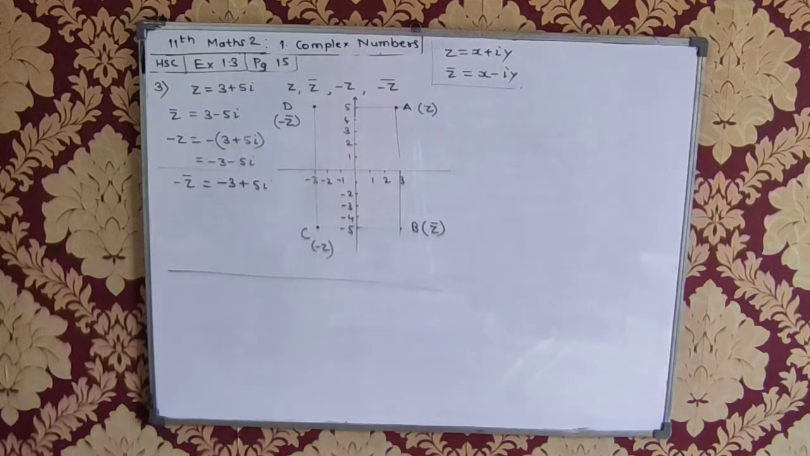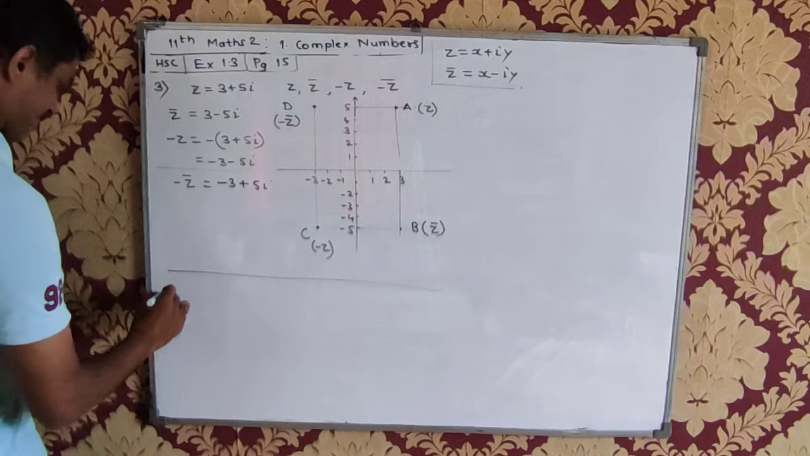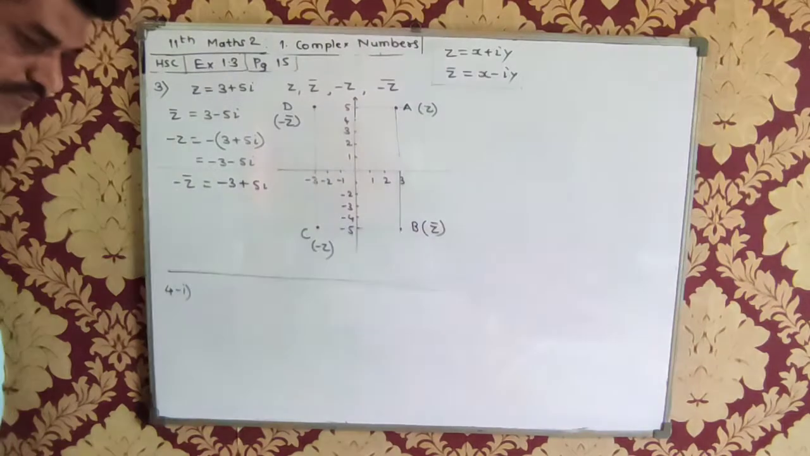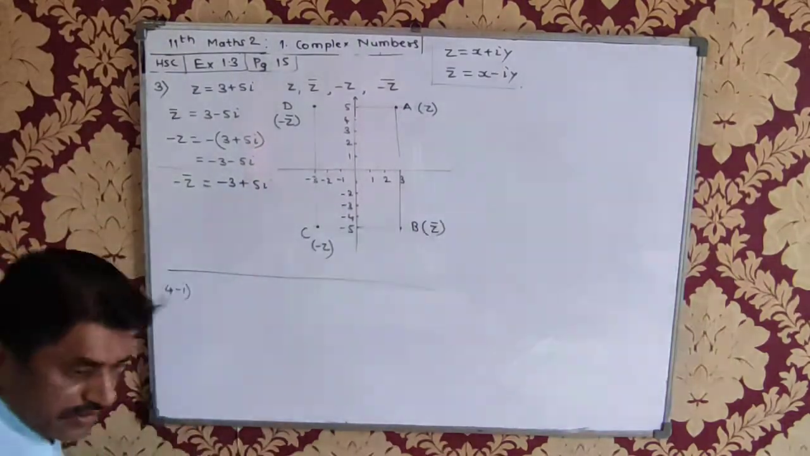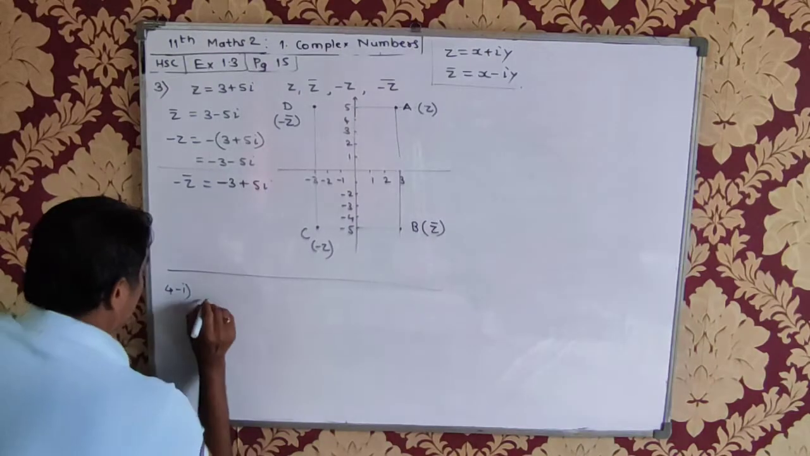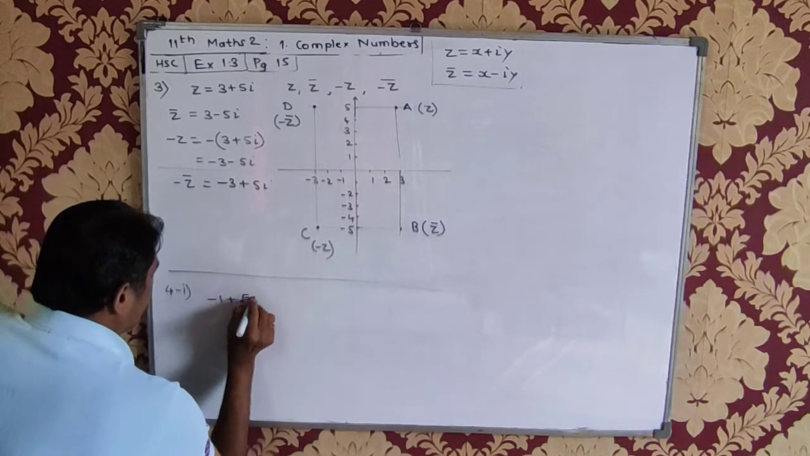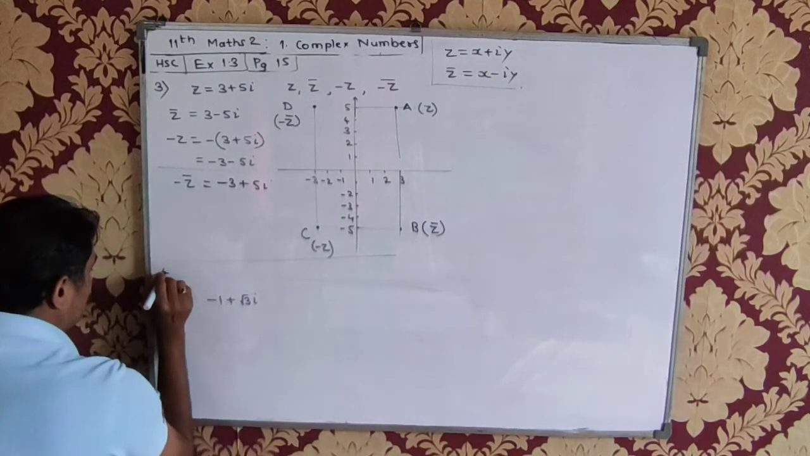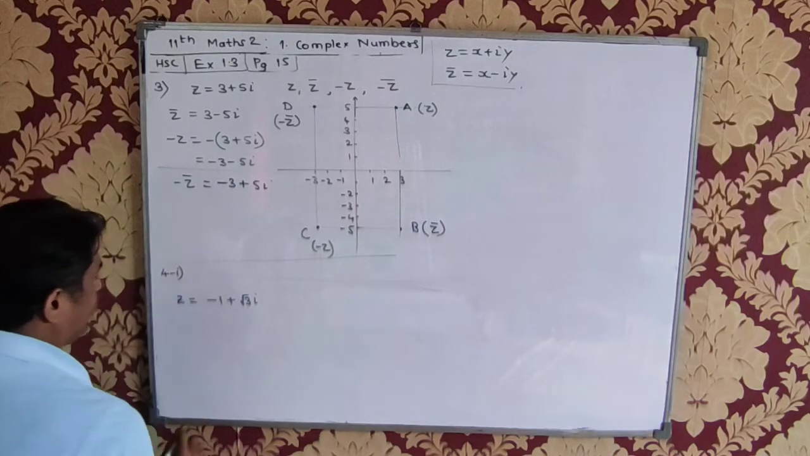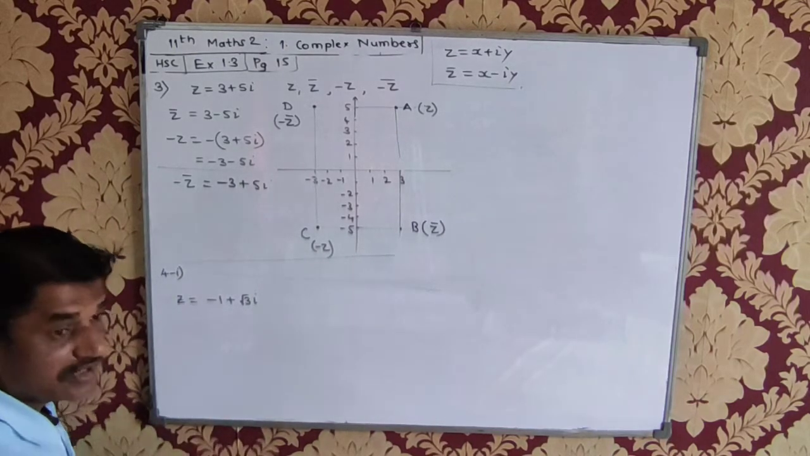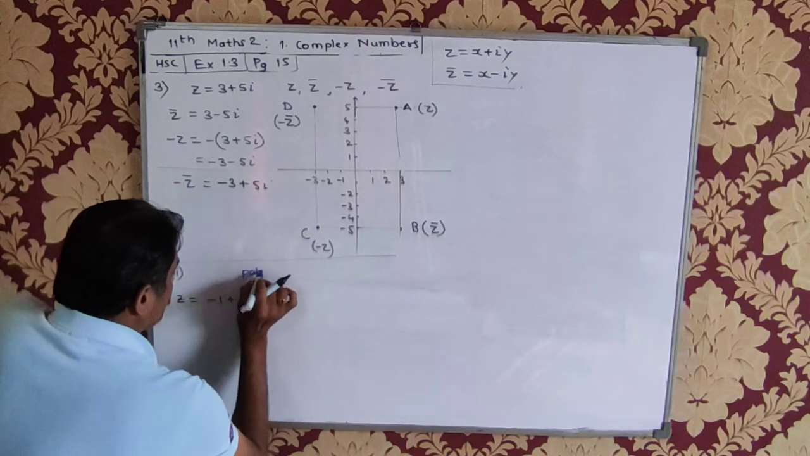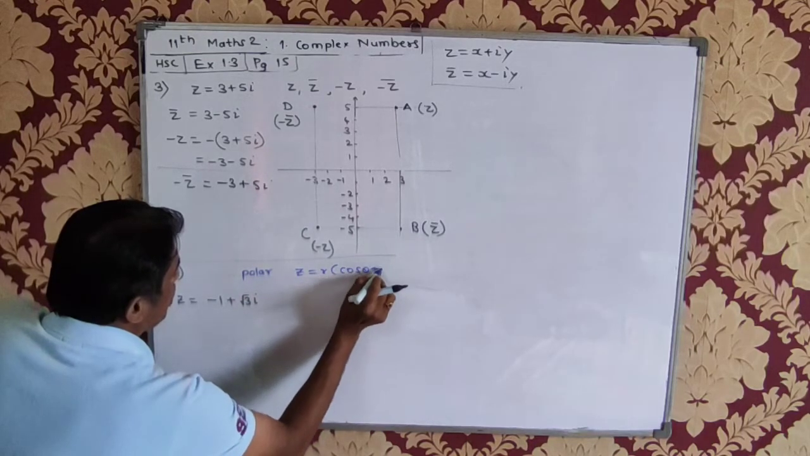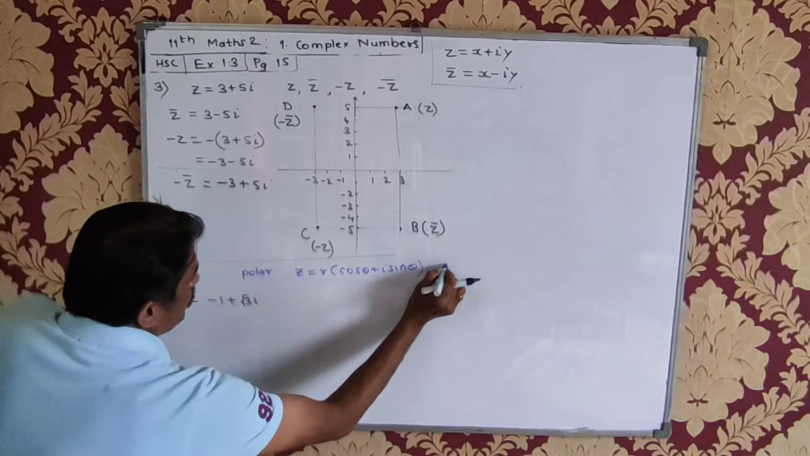Next, question number 4. Express the following complex numbers in the polar and exponential form. Minus 1 plus root 3i. This is the given complex number, z is equal to minus 1 plus root 3i. We want to express it in the polar form. What is the polar form? Z is equal to r into cos theta plus i sin theta. So basically I want to find out r and theta.